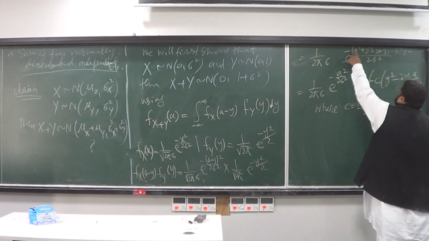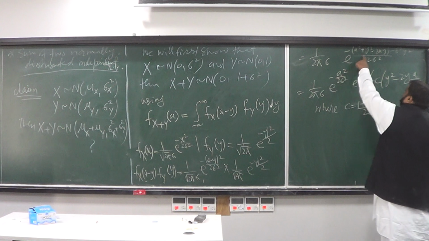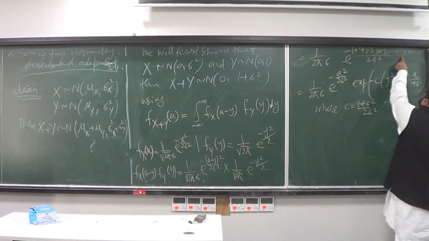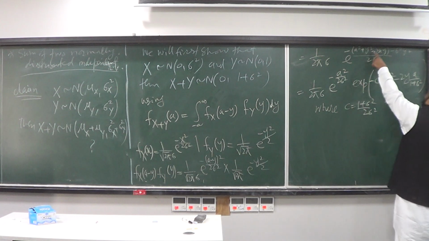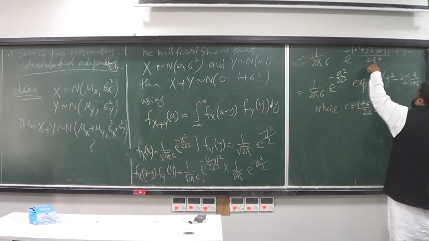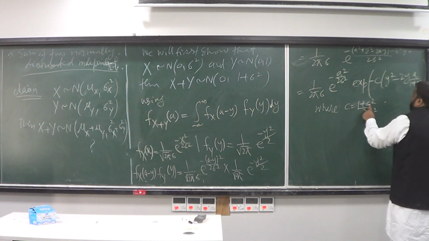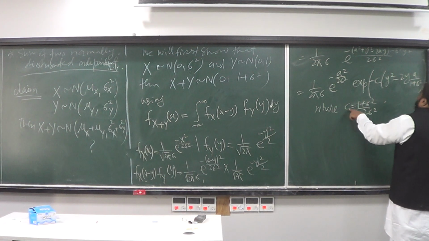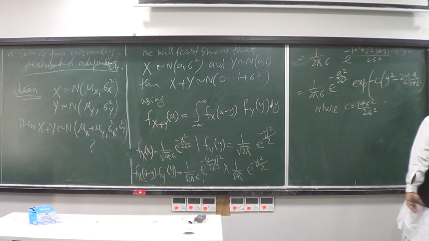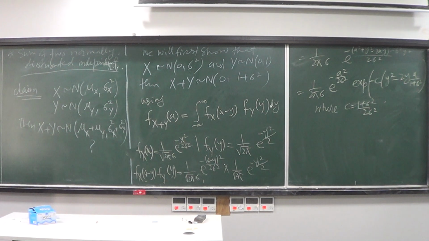So if you keep this term here, what is going to remain is e to the minus y square and minus sigma square actually. So the minus y square and minus sigma square, when you combine them, is going to be 1 plus sigma square divided by sigma square. So the 1 plus sigma square divided by 2 sigma square, I gave it a name c. In other words, if you simplify this, you're going to get the same expression. I'm leaving this simplification for you.